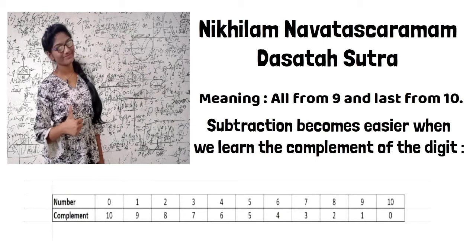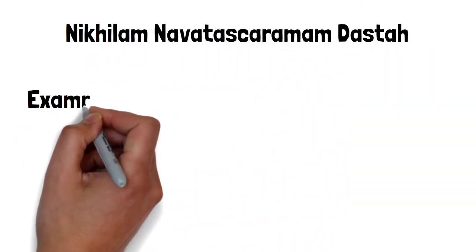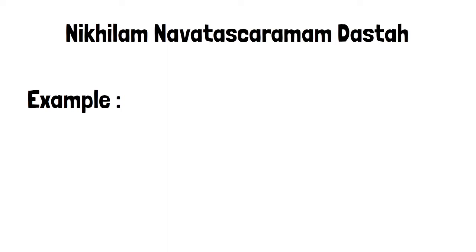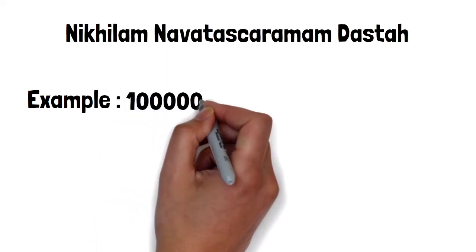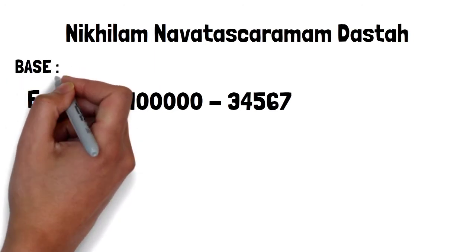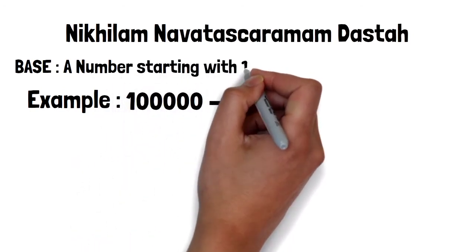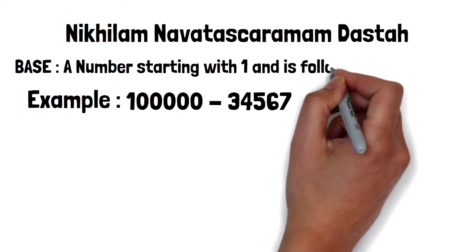Now let's understand this method clearly with an example. Now let's subtract 34,567 from 1 lakh, which is a base. For better understanding of the viewers, I am going to repeat the concept of base, which I had already explained in the tutorial 1 of the series. A base is a number starting with 1 and is followed by zeros. For example, 10, 100, 1000, 10,000 and so on.